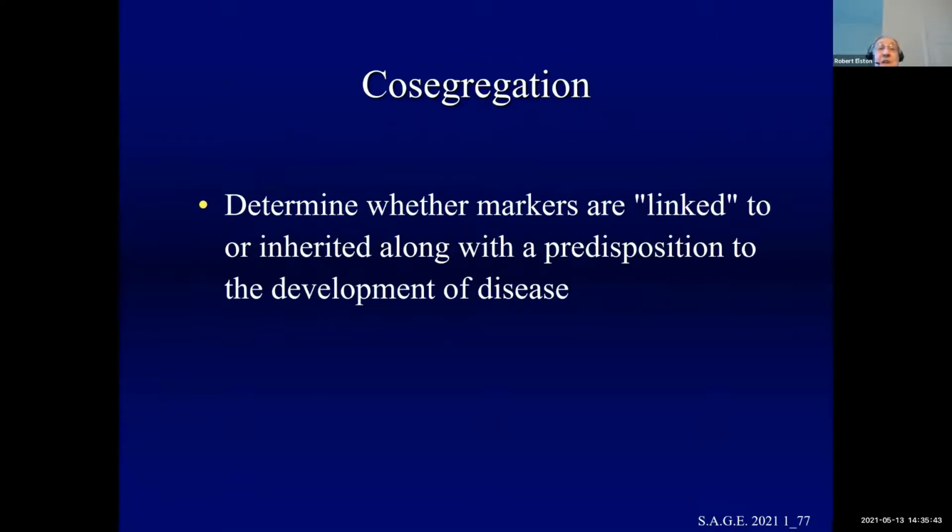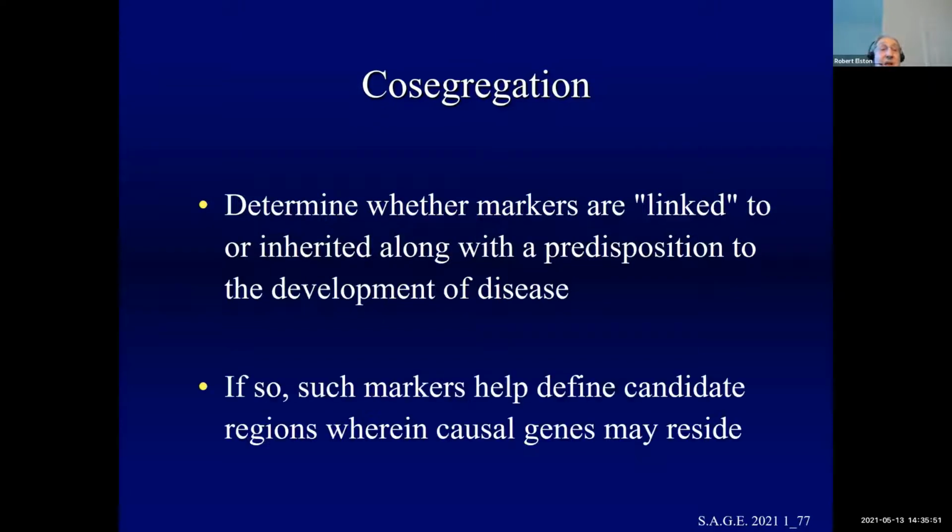So in co-segregation, we determine whether markers are linked to or inherited along with the predisposition to the development of disease. And if so, such markers help define candidate regions wherein there may be causal genes.